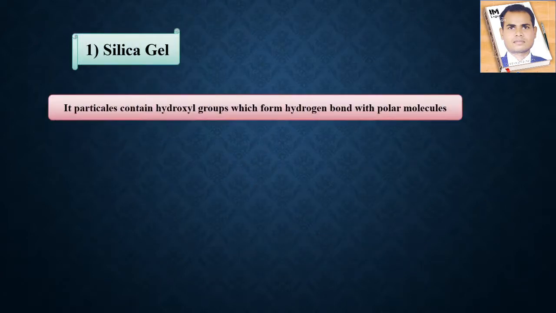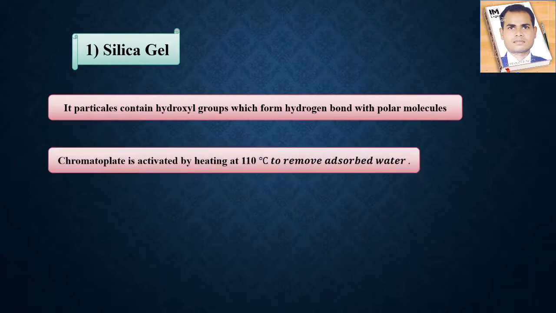In this case, you will see its particles. Silica gel particles contain hydroxyl groups. The OH group is there, which forms hydrogen bonds with the polar molecules. So because of the hydroxyl group, the silica gel molecules form polar bonds, and that is better for identification or separation purposes.